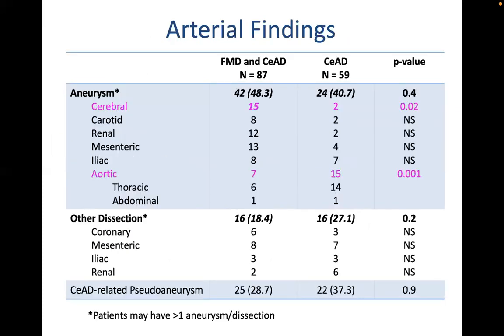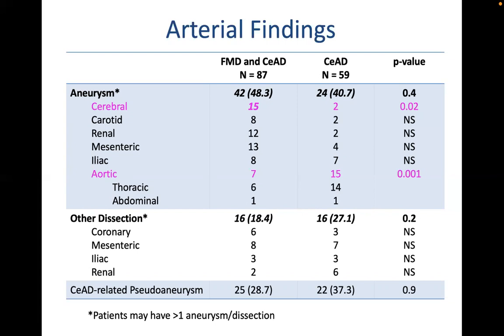In terms of other findings, there was a high rate of aneurysm in patients with FMD or without FMD in those that had cervical artery dissection. And this was not statistically significant between the two groups, so no difference really. 48.3% in patients with FMD and cervical artery dissection compared to 40.7% in patients with cervical artery dissection alone.